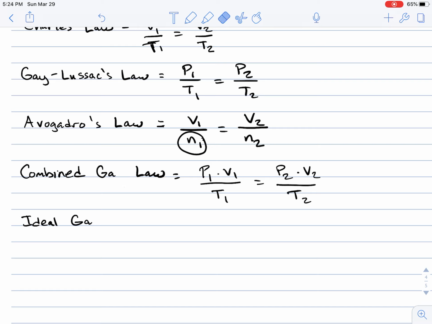Oops, can't spell gas. And so our ideal gas law is pressure times volume is equal to the number of moles of gas times the ideal gas constant times temperature.